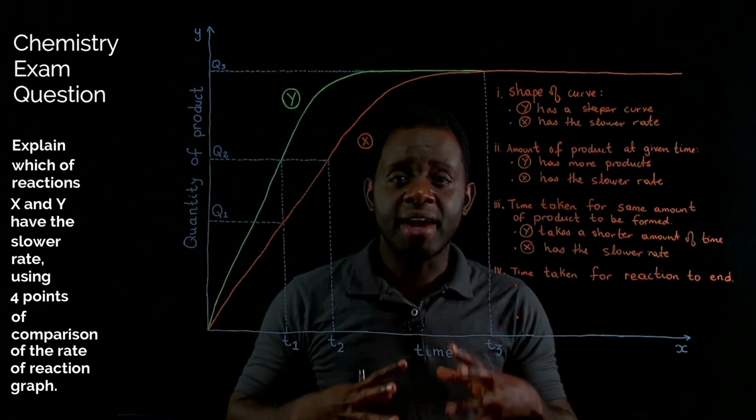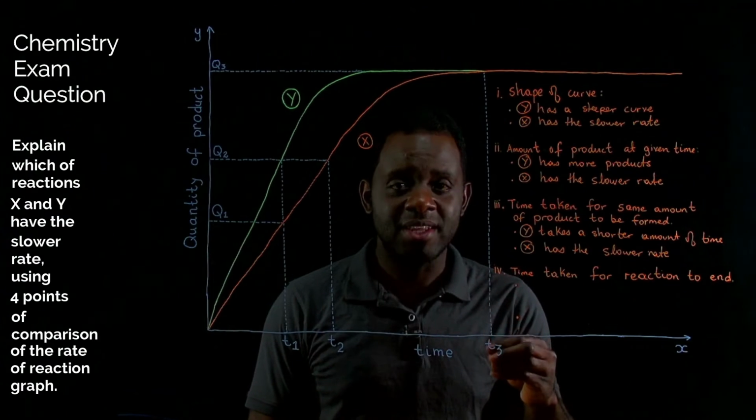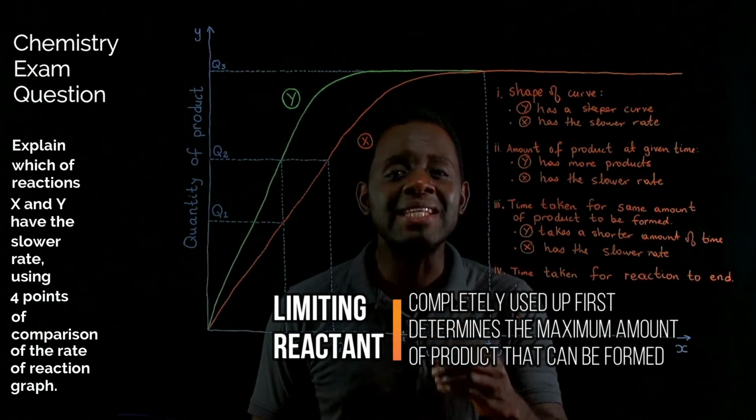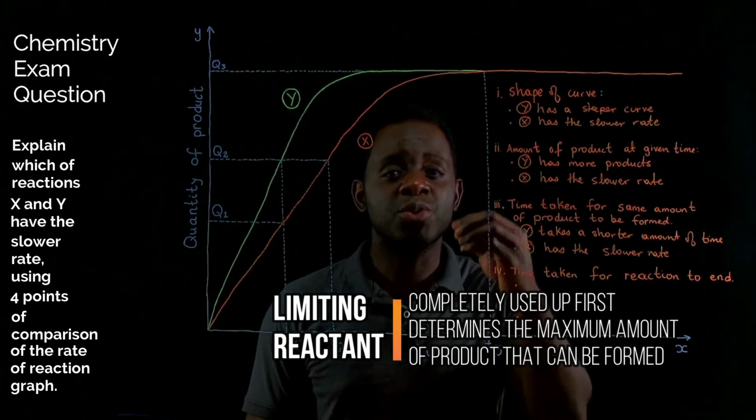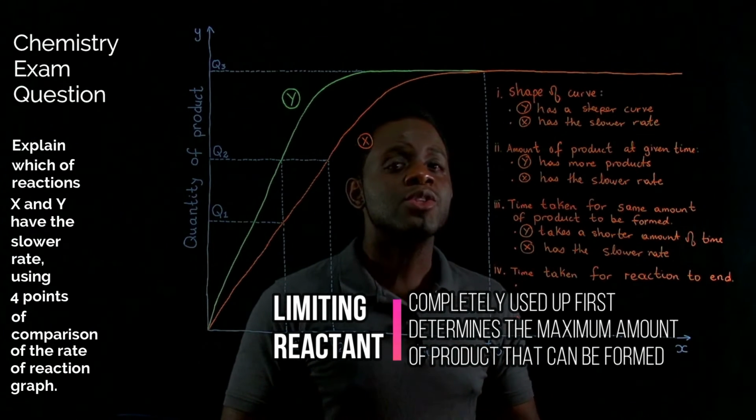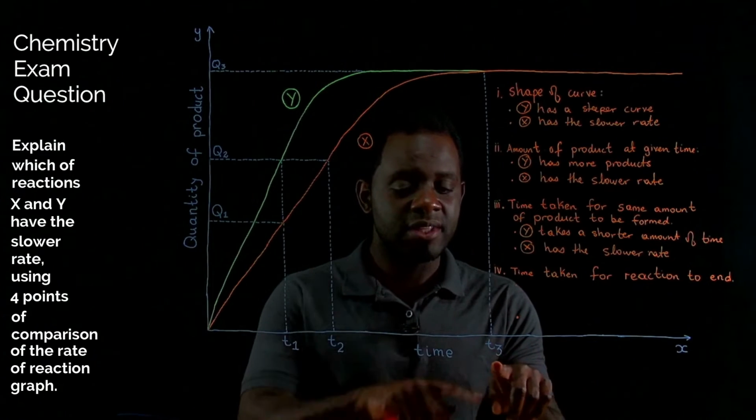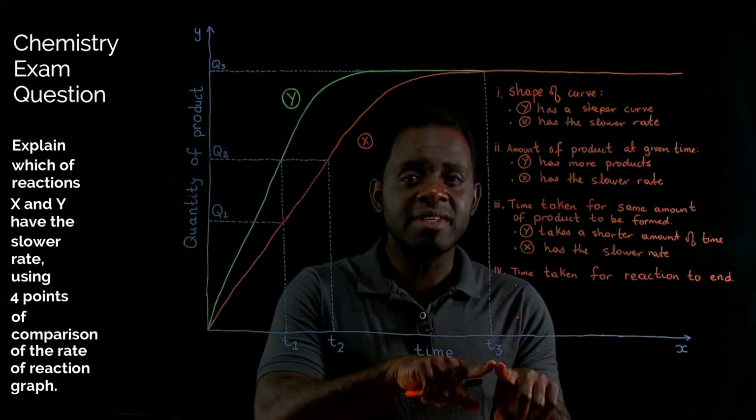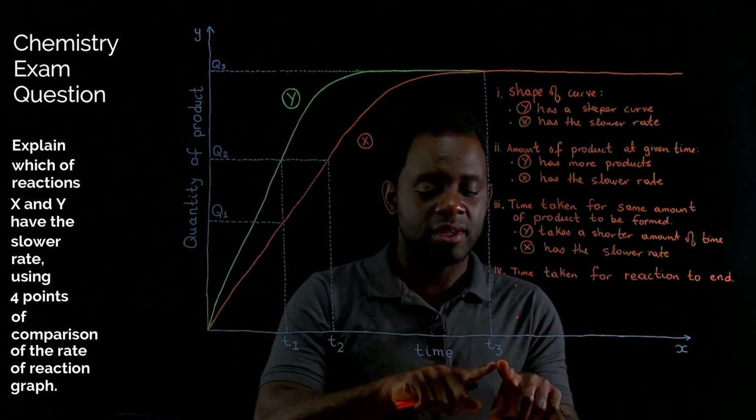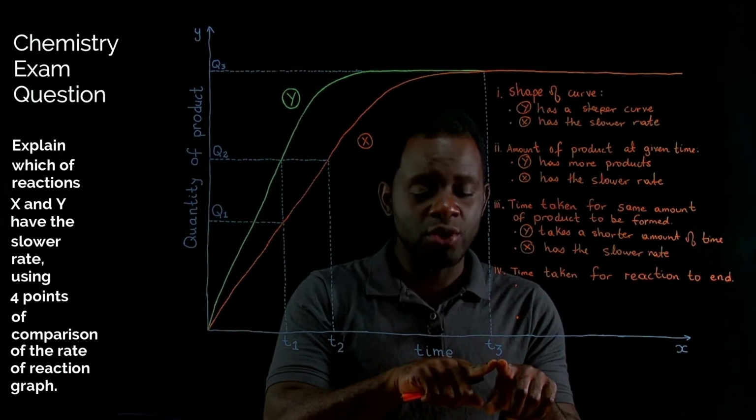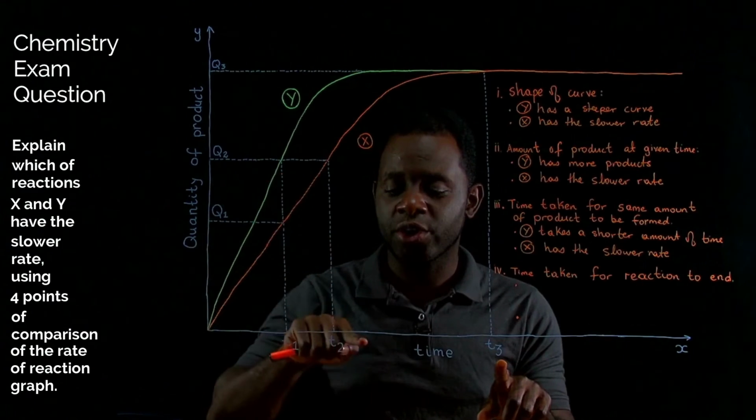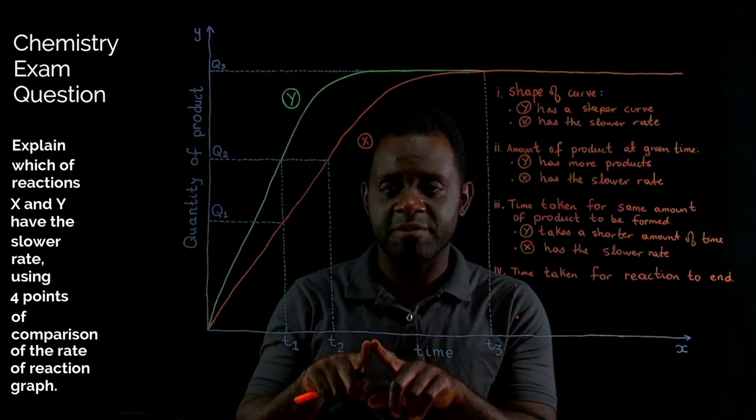In terms of the reaction, it also means that the limiting reactant has been completely used up and has produced the maximum amount of products. So T3, the time when the limiting reactant is completely used up in reaction X, is much longer than that of reaction Y, which would occur somewhere about here on the graph.